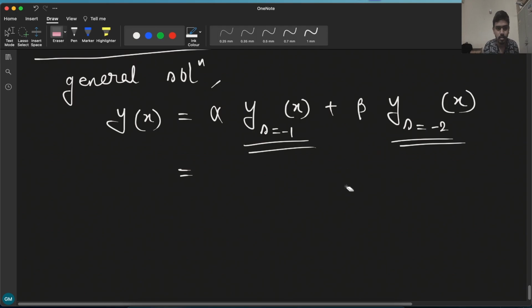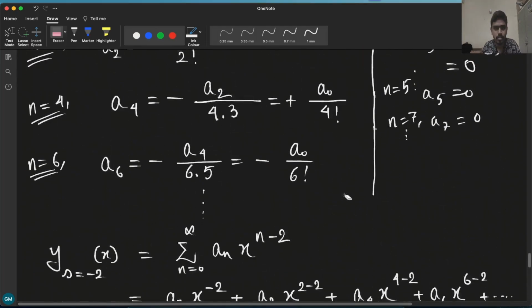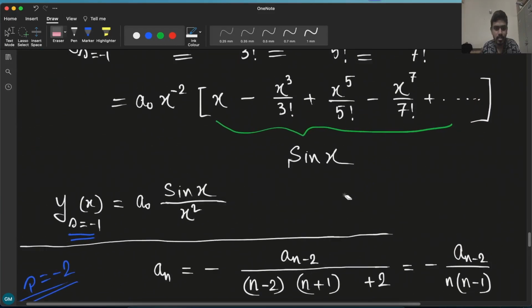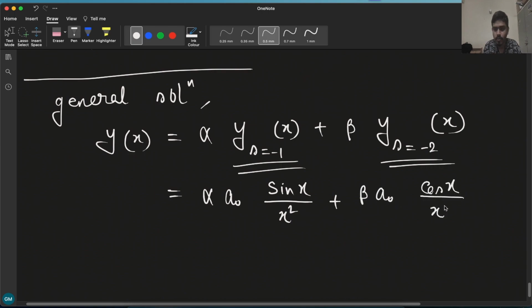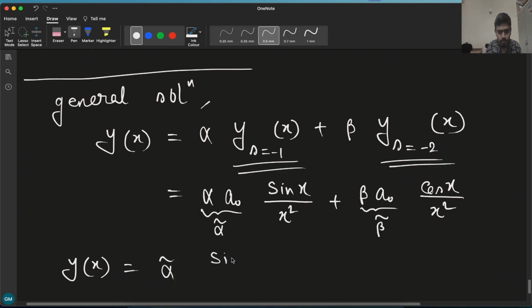Okay, so the general solution is basically this: alpha a0 sin x by x square plus beta a0 cos x by x square. Let me write it as alpha tilde and beta tilde. So the general solution will be y(x) equal to alpha tilde sin x by x square plus beta tilde cos x by x square.